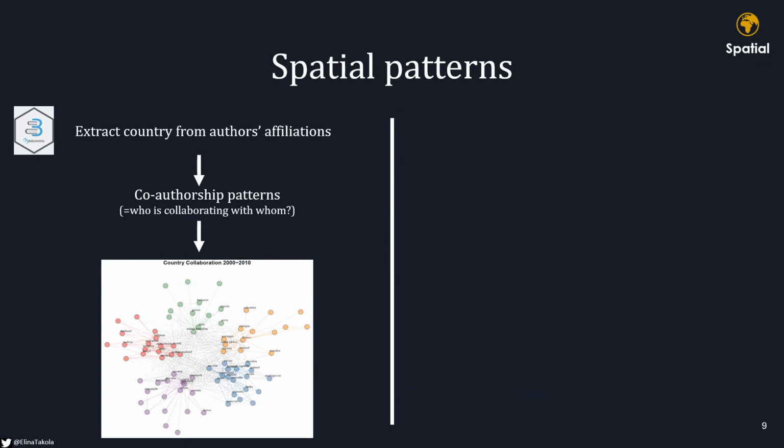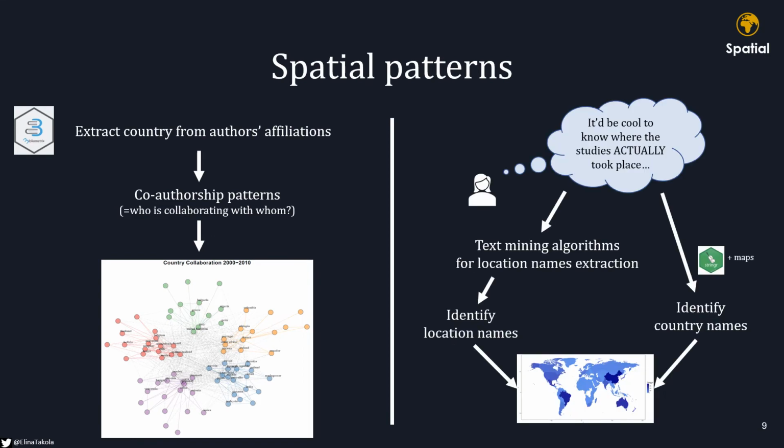Moving on, we have the spatial patterns. For this step, we use the bibliometrix package to extract the country name from the affiliations of the authors. With this information, we can construct networks of collaborations between countries and identify clusters. However, due to phenomena such as helicopter science, the affiliations of the authors do not always correspond with the places where the studies actually took place.